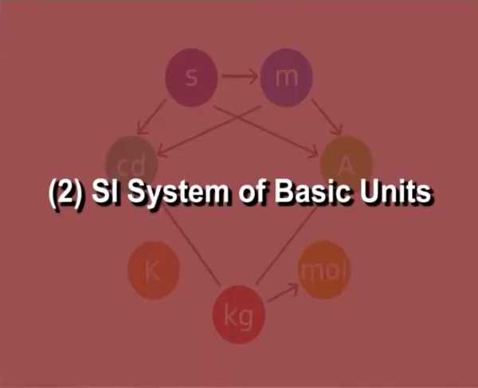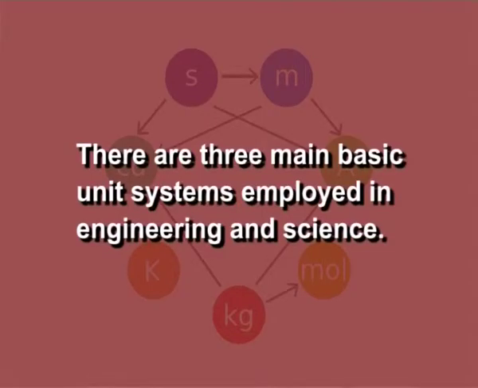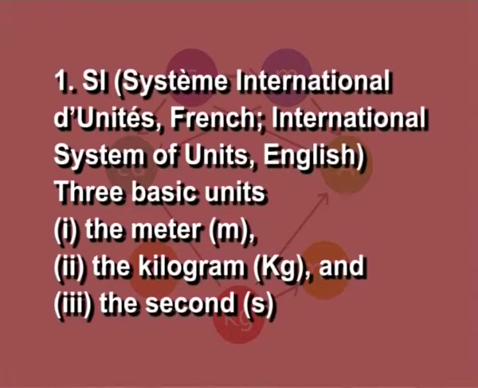Unit 2, SI system of basic units. To analyze and quantify physical processes or unit operations, understanding units and dimensions of the physical quantities becomes essential. There are three main basic unit systems employed in engineering and science. First, the SI system, which stands for International System of Units. The three basic units under SI system are the meter, the kilogram and the second.